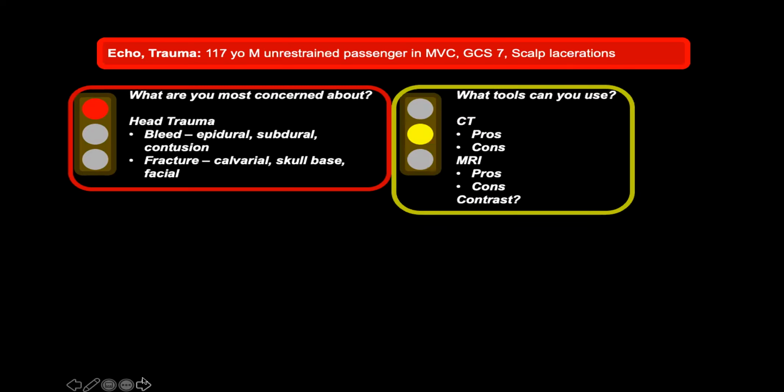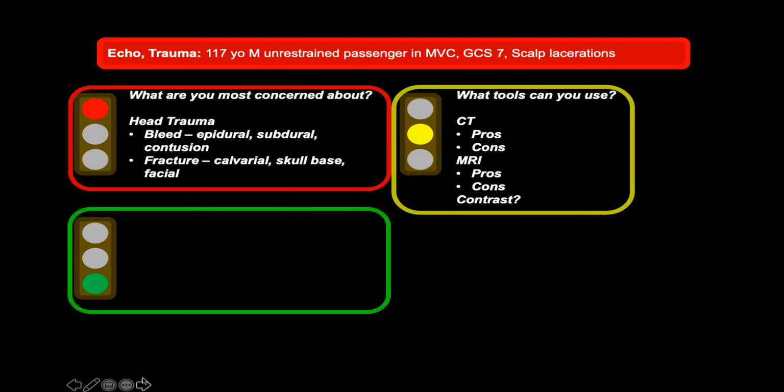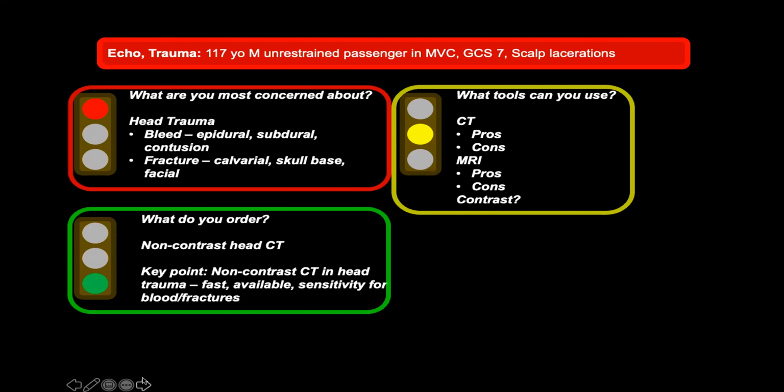What tools can we use? We just talked about CT, MRI. There are pros and cons to both of those. Do we use contrast here? What do we order? Non-contrast head CT. Key point here is that it's fast, it's available, and it's sensitive for blood and fractures.